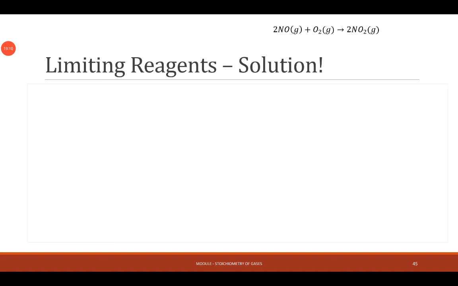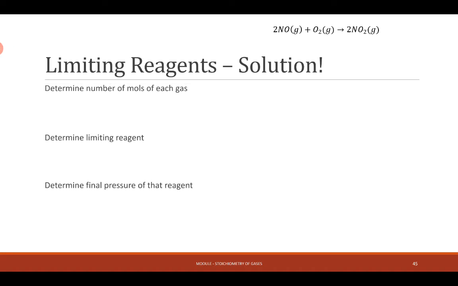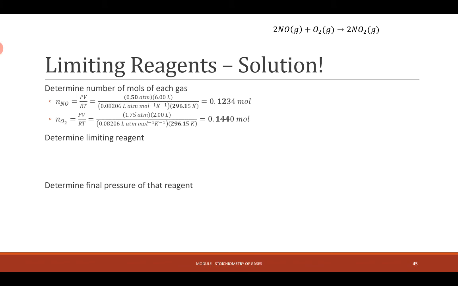So let's go over how you would solve this problem. So the first thing we need to do is figure out how many moles of each gas we have. We can apply the ideal gas law to each individual container, and we find that we have 0.1238 moles of nitrogen monoxide and 0.1440 moles of oxygen gas.